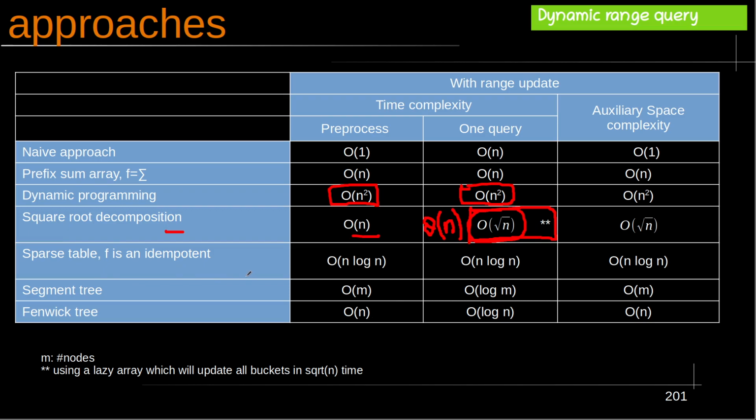The sparse table, as we know, the function must be idempotent. So here, same logic. We process once in n log n, and in static range query, we just need constant time to answer one query. But here, if I update the original array, I need to recompute all the data, so n log n. I don't know if there's a technique or a way to optimize this.